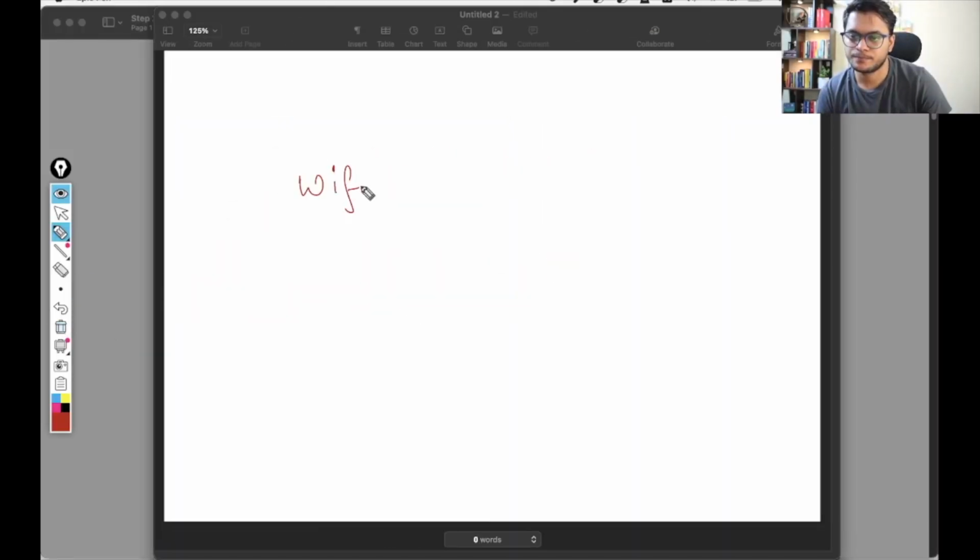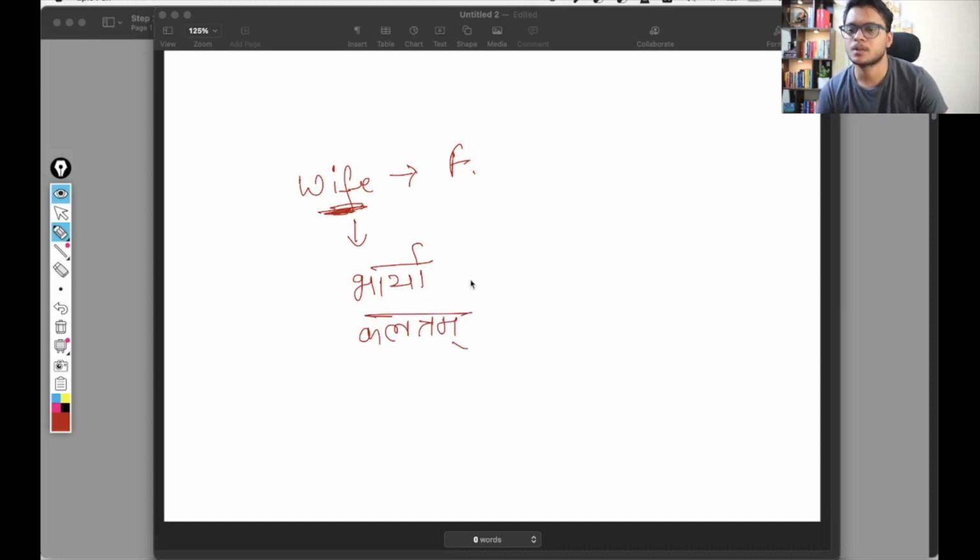So you have wife, right? In English, in the general sense, wife represents a female person, so the gender of this word will be feminine, striling. Now in Sanskrit, you have two very popular words to denote wife. The first word is bharya, and the second very common word to denote wife is kalatram. Both these words denote wife.